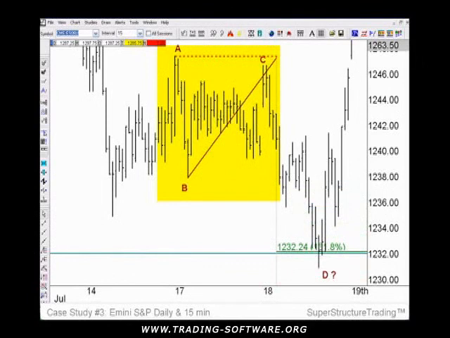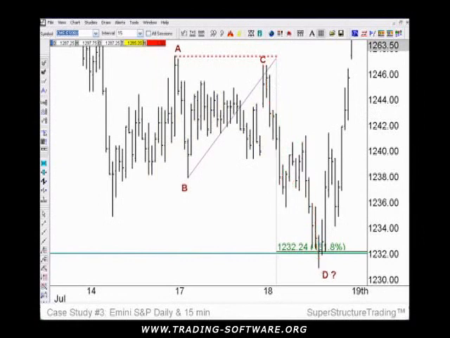And let's see what comes off of point C. Now things coming off of point C or the second top will be supporting structures. Off of point C, we see this measure move here.